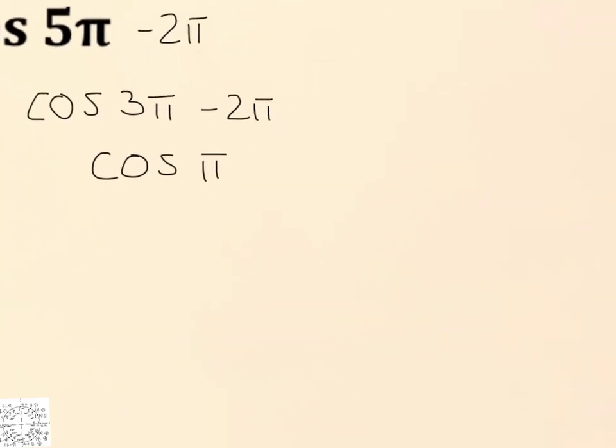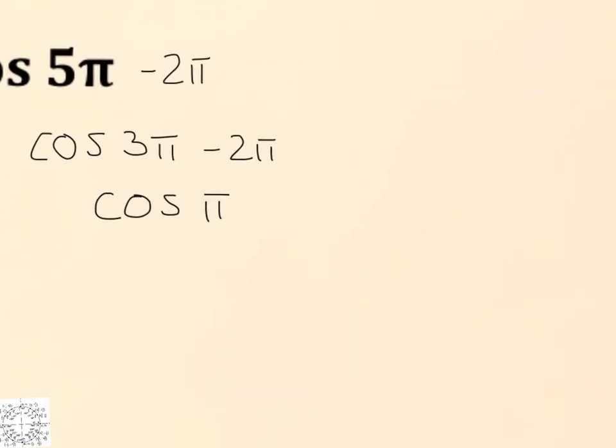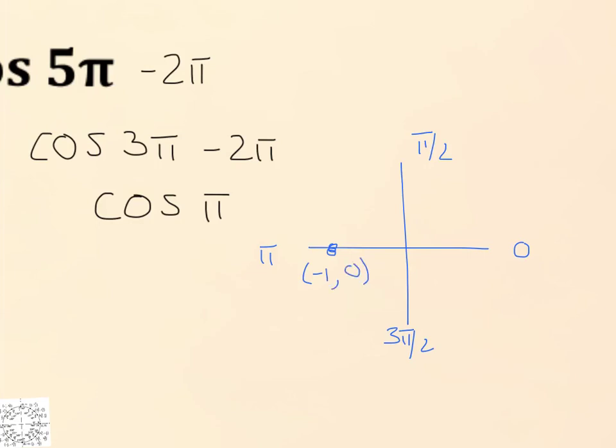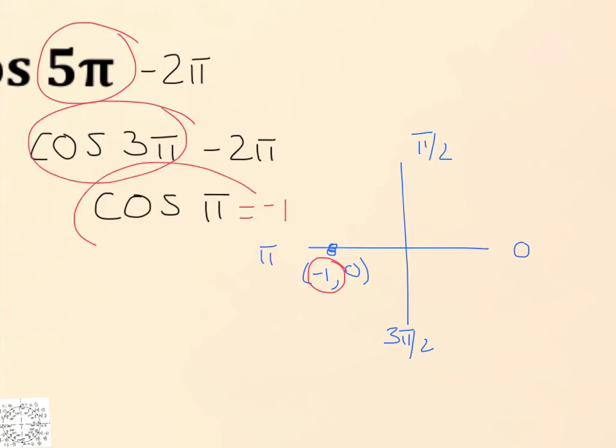Remember, cosine at pi, if we're just drawing our coordinate plane really quickly, let's sketch it to make sure we remember it. 0, pi over 2, pi, 3 pi over 2. And if we're on the unit circle, that means I'm 1 unit in this direction. That's negative 1, 0. And cosine is our x, so my answer is negative 1. So I will get the same solution whether I do cosine at 5 pi, cosine at 3 pi, or cosine at pi. Therefore, if I get the easiest one, it's obviously a lot easier to evaluate.